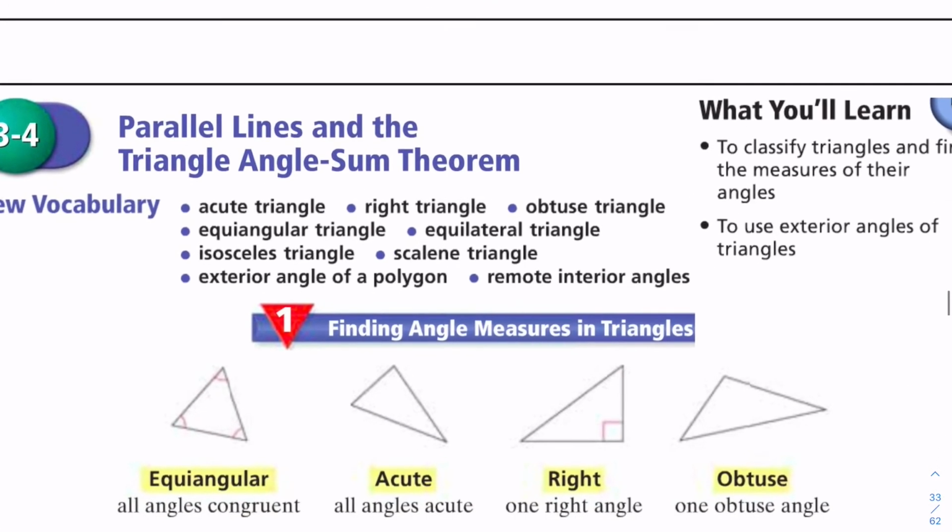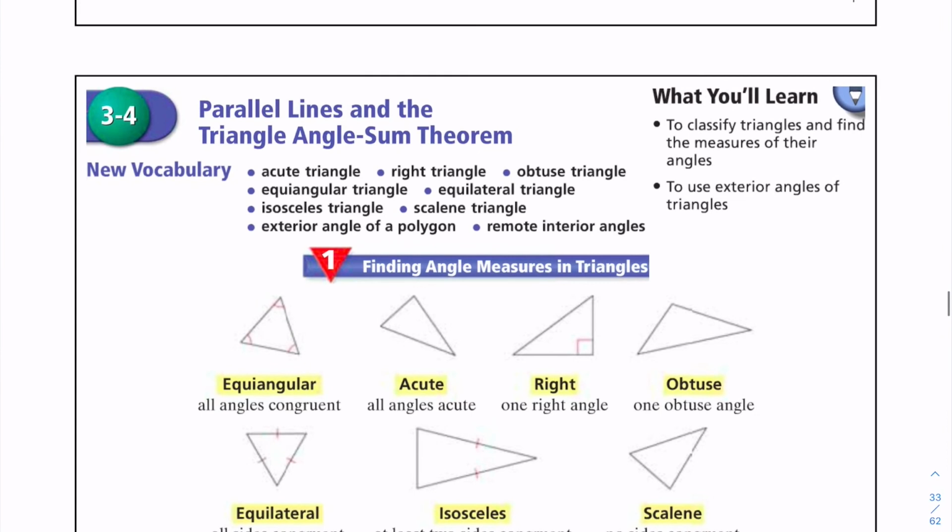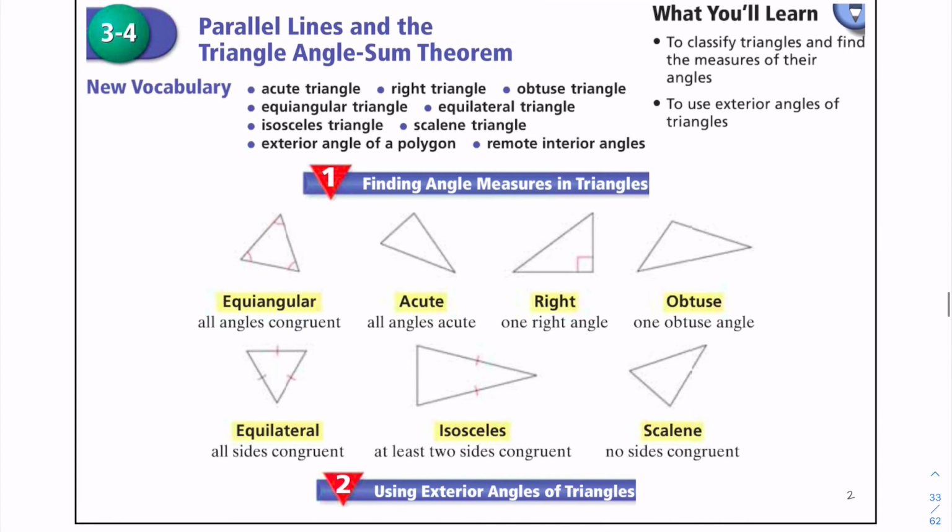So here we have the triangle angle sum theorem. And with the triangle angle sum theorem, it literally means when you add all the angles together, they equal 180 degrees in a triangle. Okay, so there's going to be triangle work that we do today. There's also going to be parallel lines work that we do. Our objectives are classifying triangles, finding the measure of their angles, and using the exterior angles of triangles. This lesson might be a little bit longer than the last one, but not extremely long.